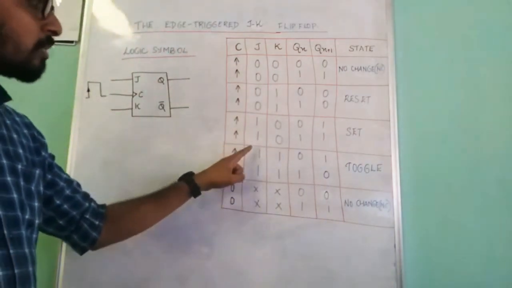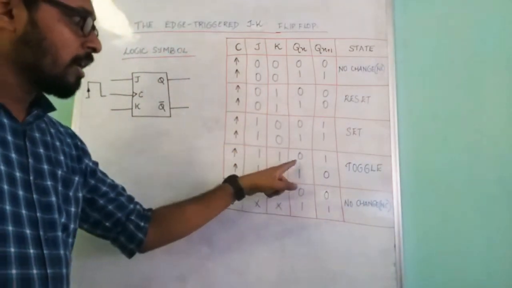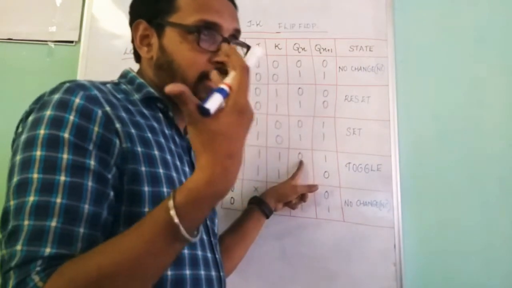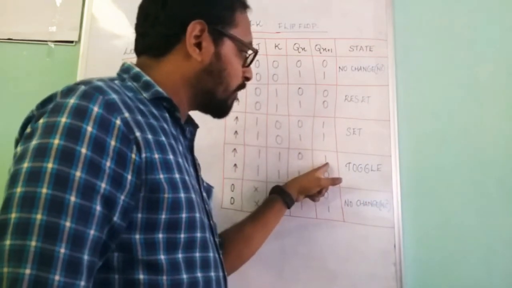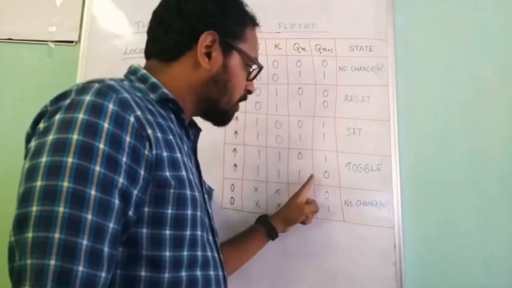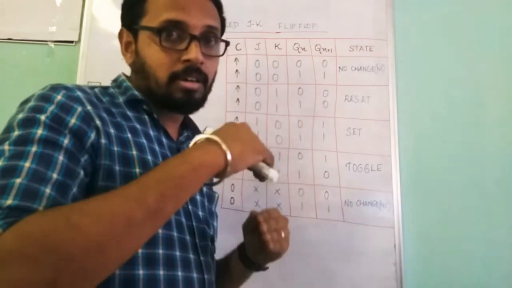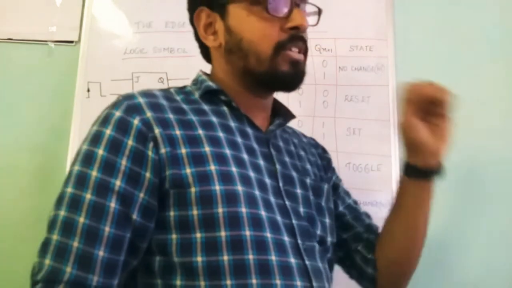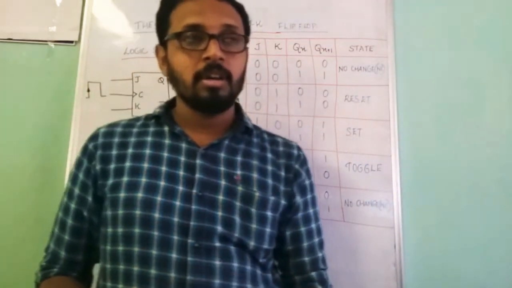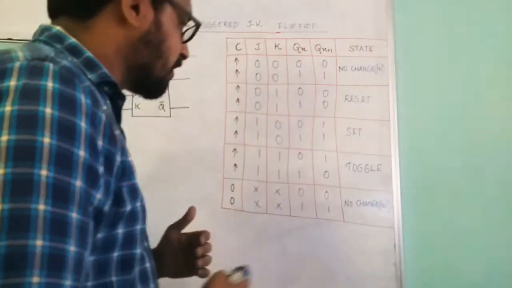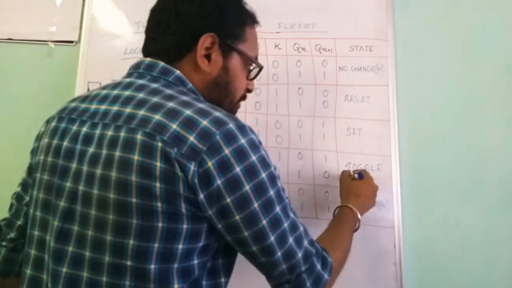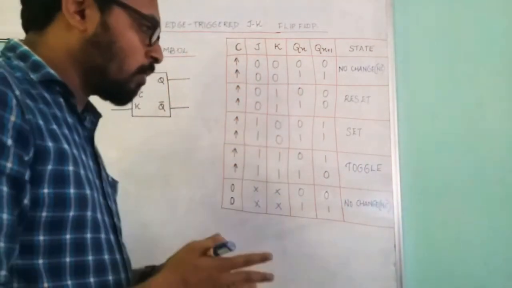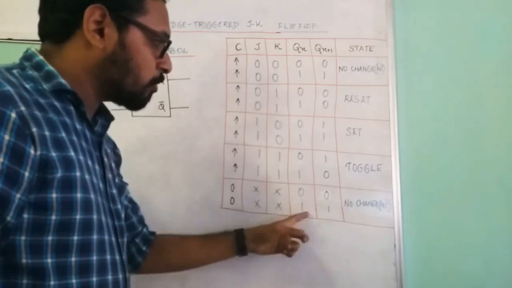And when both the values J and K hold the value 1, if the present state value stored in the memory is 0, the next state will be 1. If it's 1, the new value will be 0. That is, if the previous case was 0, the new output will be 1, and if it's the reverse, it will be the opposite. You know that right now. So that means toggle condition. And when the clock is in off condition, whatever the inputs, there will be no change.